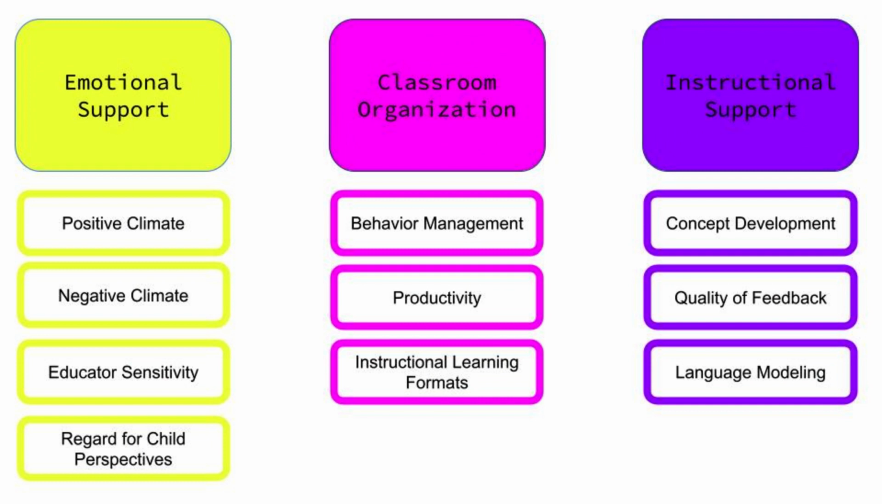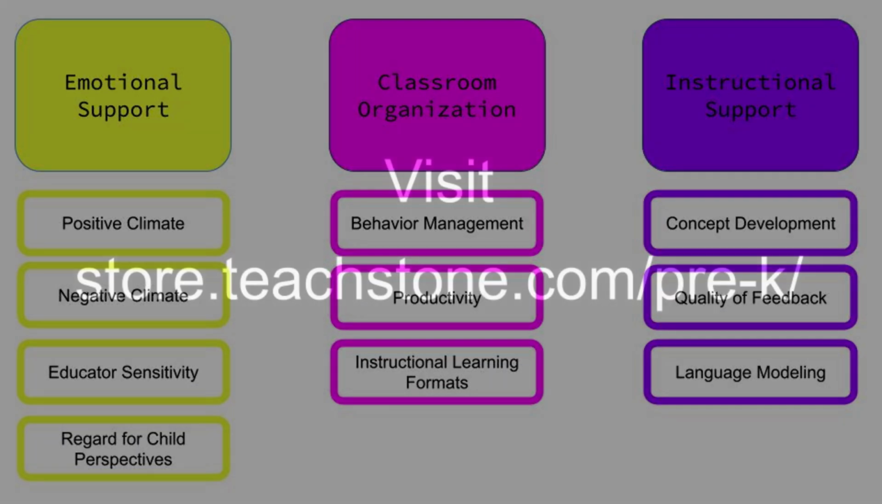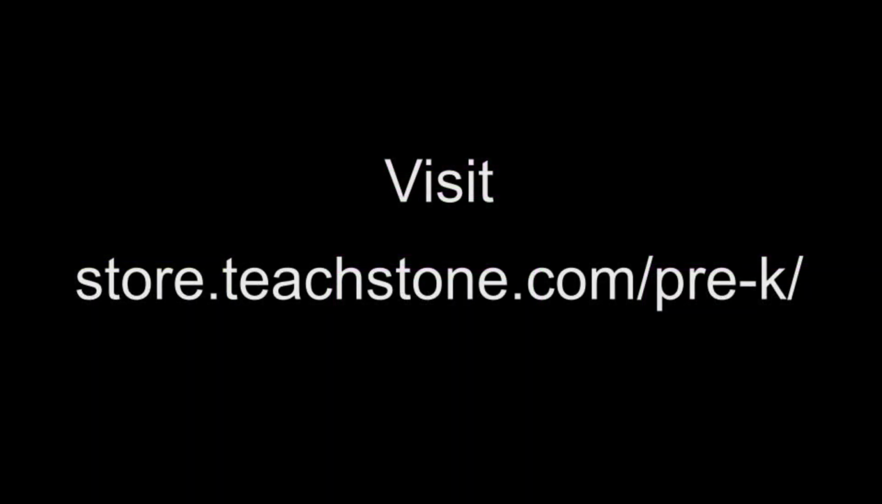The emotional support domain consists of 4 dimensions: positive climate, negative climate, educator sensitivity, and regard for child perspectives. You will learn the definition of each dimension, the indicators of each dimension, and why each dimension is important. It is essential to note that this is a broad overview of the CLASS measure. To learn more about the Pre-K through Grade 3 CLASS tool, consider purchasing the CLASS Dimensions Guide, CLASS Dictionary, or CLASS Strategy Cards from teachstone.com.